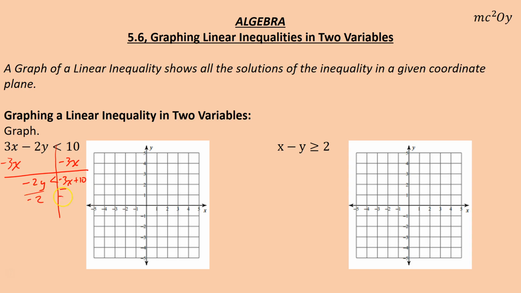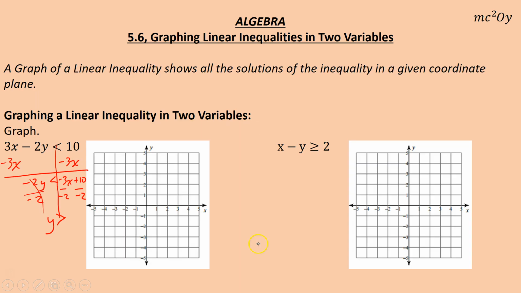Now, if you recall, when you divide by a negative and you're dealing with inequality symbols, that inequality symbol switches directions or flips over. So let's go back to that real quick. When multiplying or dividing by a negative, flip the sign. So that flips over, and negative divided by negative is positive, so we get 3 halves x. Positive divided by negative is negative 5. So we have a y-intercept of negative 5.